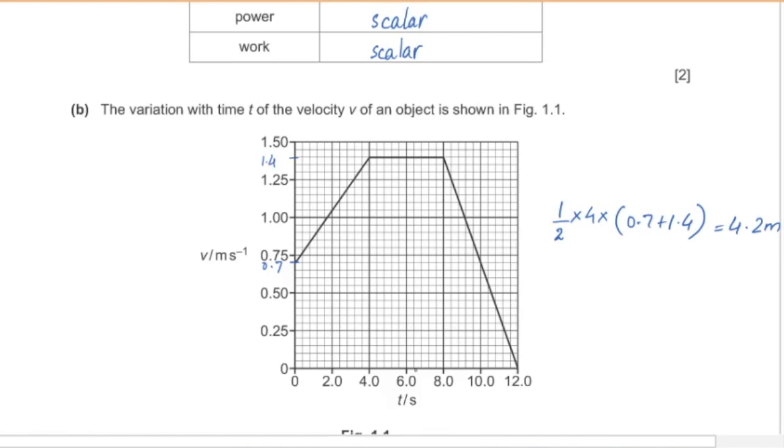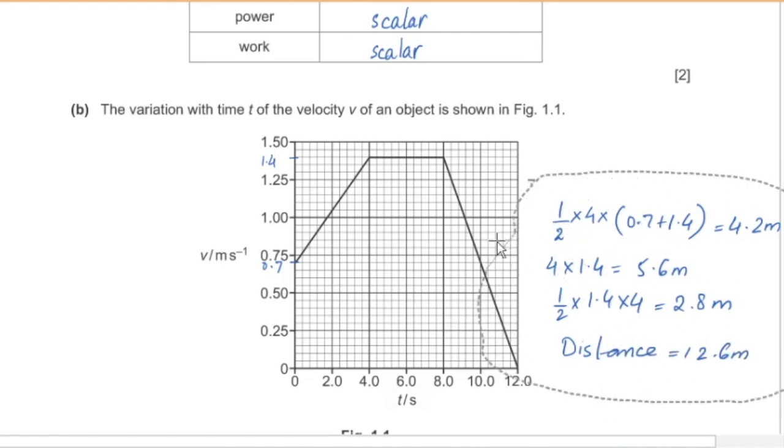Now in the next 4 seconds, this object is going to cover the area of a rectangle, which is length into breadth. So 4 into 1.4, which is equal to 5.6 meters. In the last 4 seconds, the object covers the area of this triangle. So half into height into base, and this is equal to 2.8 meters. So in total, the object travels a distance of 4.2 plus 5.6 plus 2.8. So this is equal to 12.6 meters of distance in the first 12 seconds.